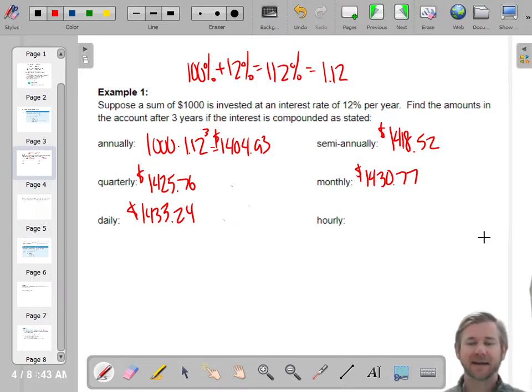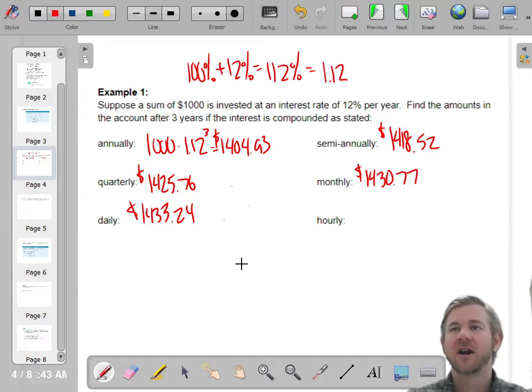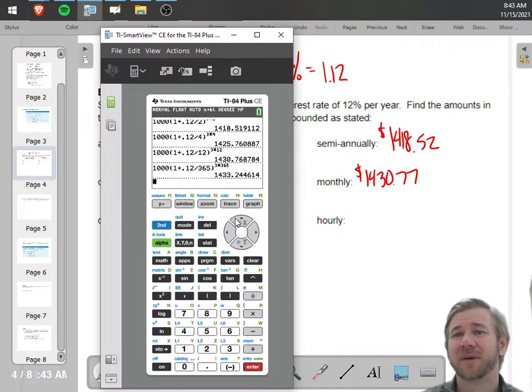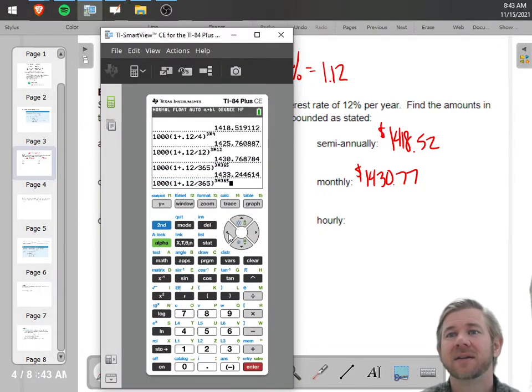So it's not going to change a whole lot when I go to hourly. But let's try and figure out how many hours there are in a year. If I take that, well, you know what? I'll just take the days and I'll just say, well, let's multiply by 24. So I'm going to try and use parentheses here. If I do this carefully, I think it's fine.